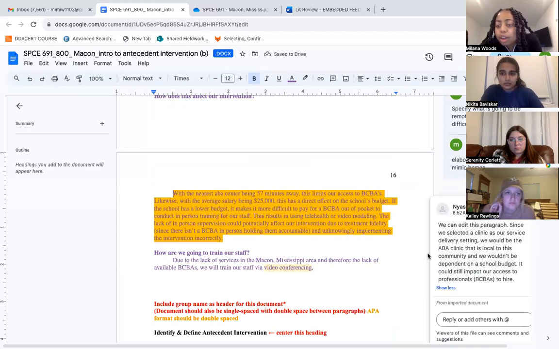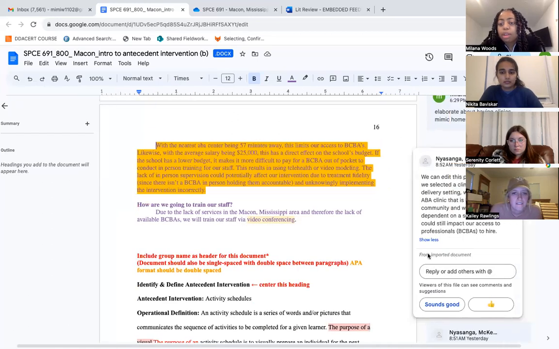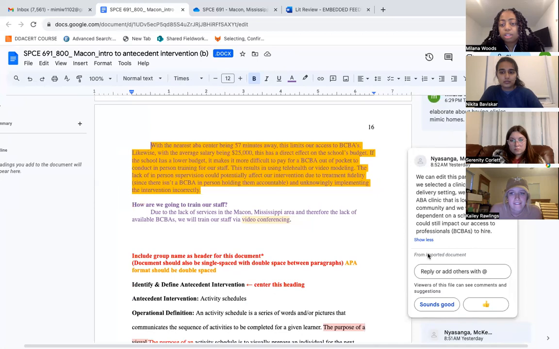The next one, since we selected include access service, we would even include that as local. So this community, we would be dependent on a school budget. It could still impact our access to BCBAs to hire. Oh, I see. Yeah. I think some of it we just keep mixing up into the school mindset rather than clinic mindset.